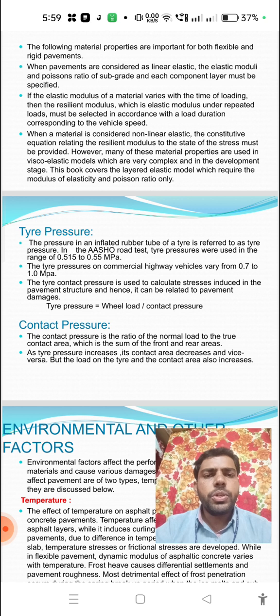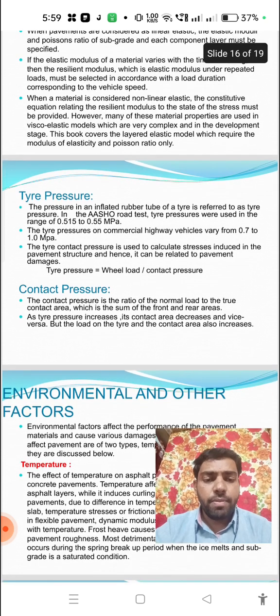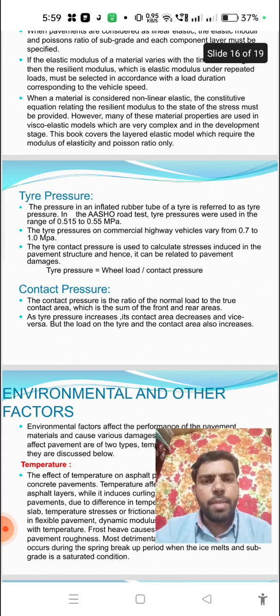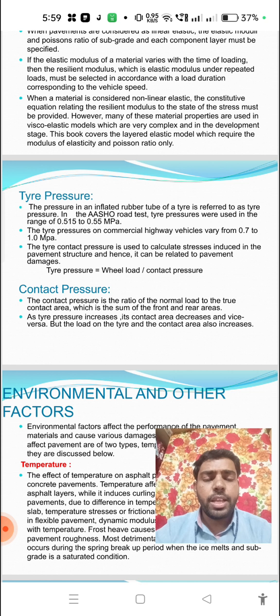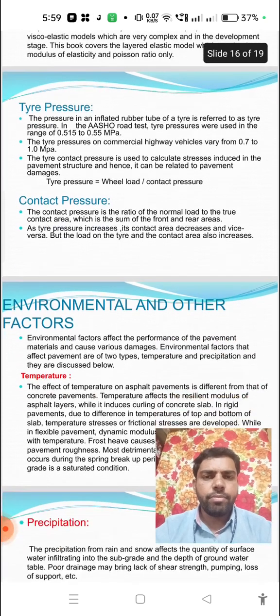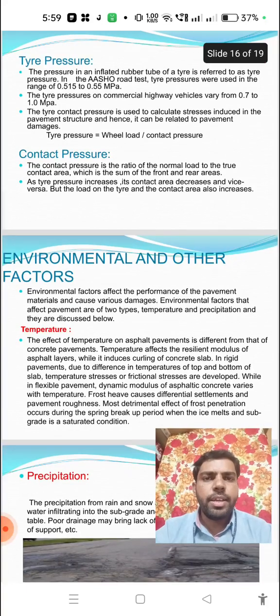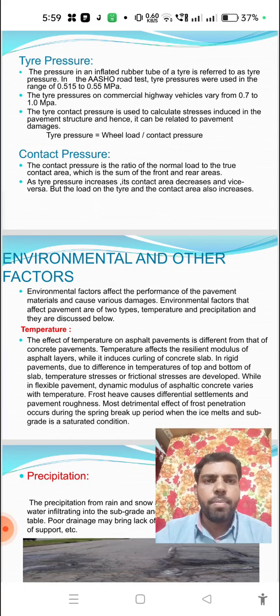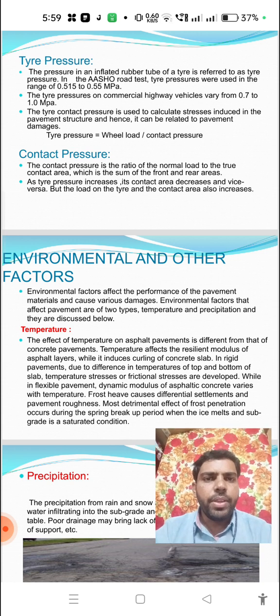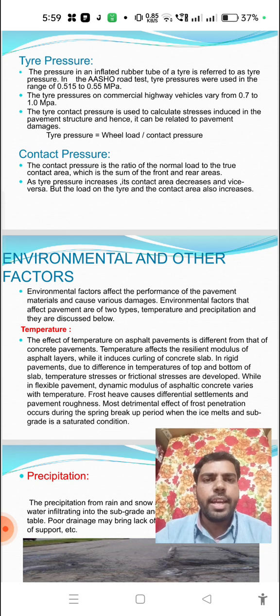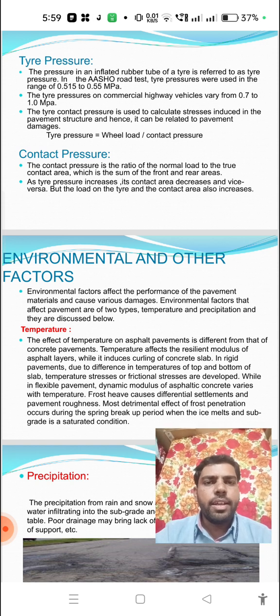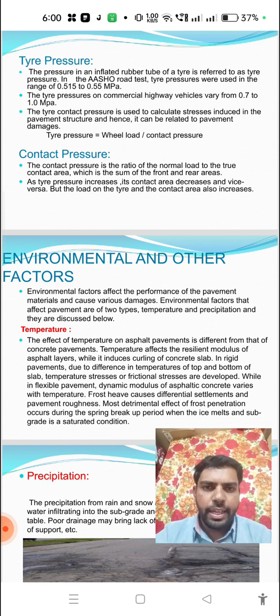The tire pressure is used to calculate the stresses induced in the pavement structure. It can be related to pavement damage. As the tire pressure increases, the strength of the pavement decreases. Next, contact pressure. The contact pressure is the ratio of normal load to the true contact area, which is the sum of the rear and front areas. As the tire pressure increases, its contact area decreases, and vice versa. But with the load on the tire, the contact area also decreases.